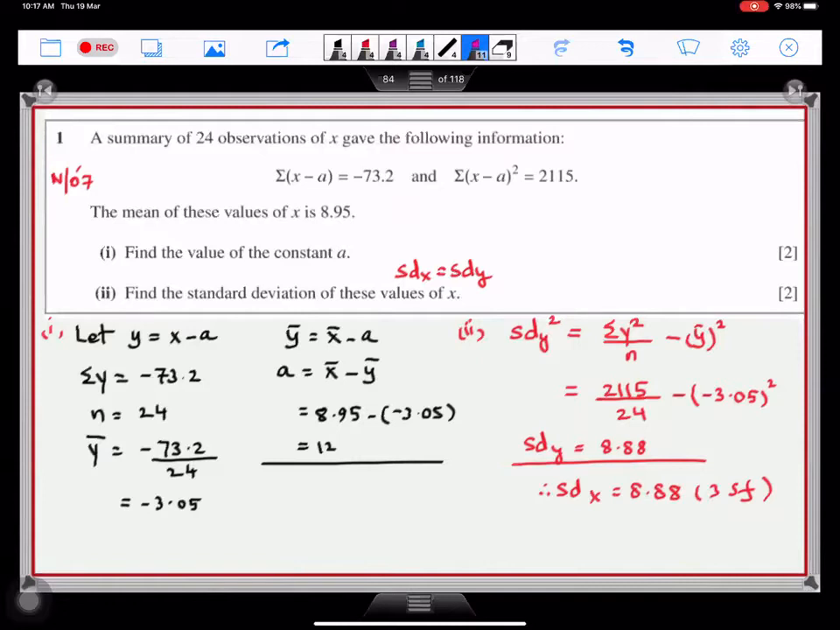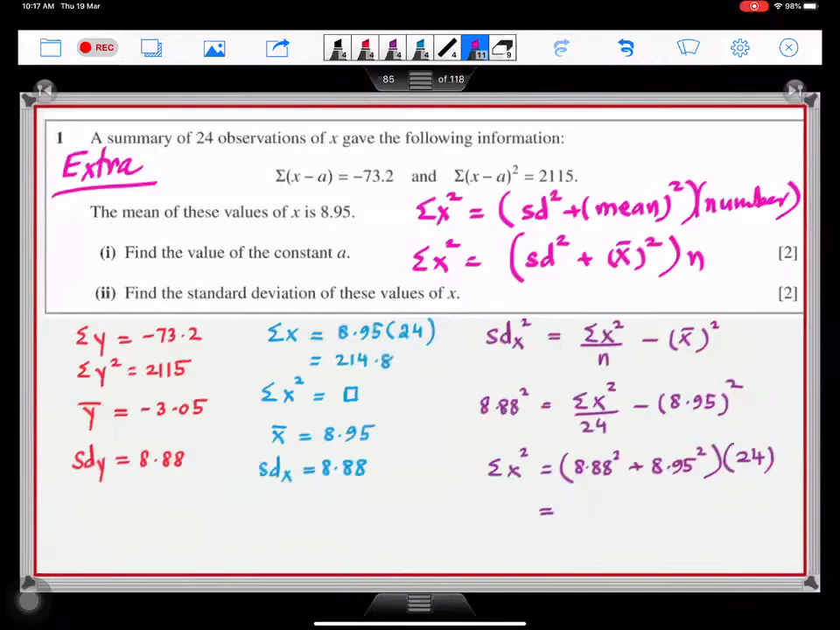Now, for some reason, if someone is unable to do the first part, it has no connection whatsoever with the second part. Because whether you obtain the value of a, or you are unable to do so, or you obtain a wrong value of a, that doesn't affect your calculation for the second part. This was the third past paper question that we did.